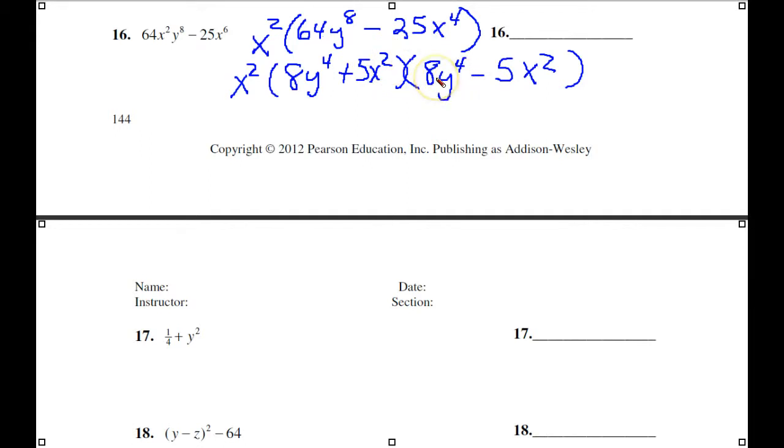And one of the things I should have mentioned, if you have the negative sign here and the positive sign there, that's okay. I prefer to put the positive and then the minus. But that's a matter of preference. I've seen it both ways. All right, let's go on.